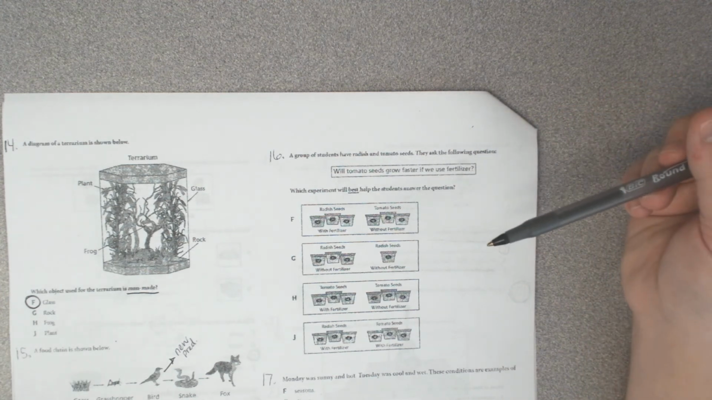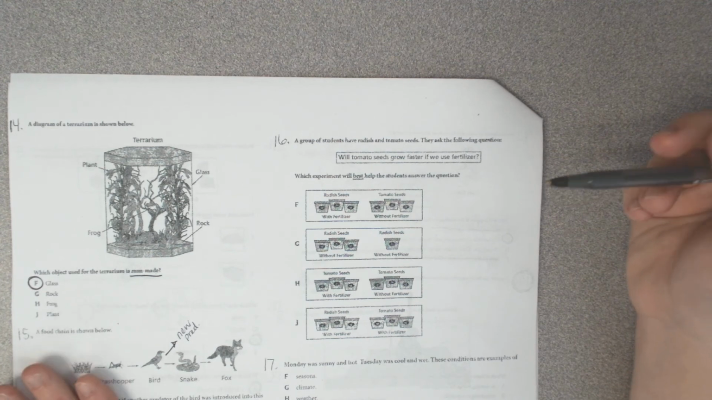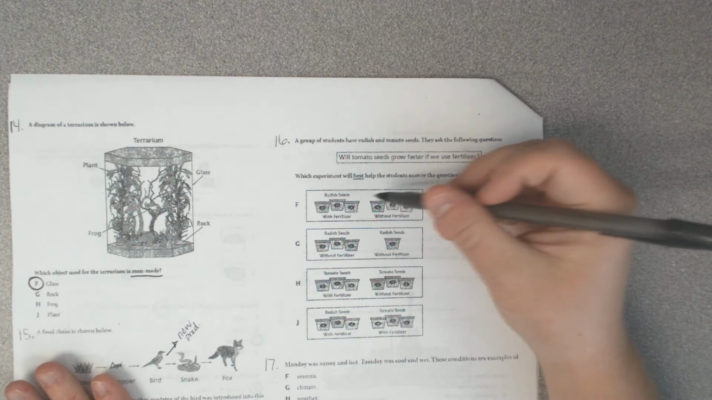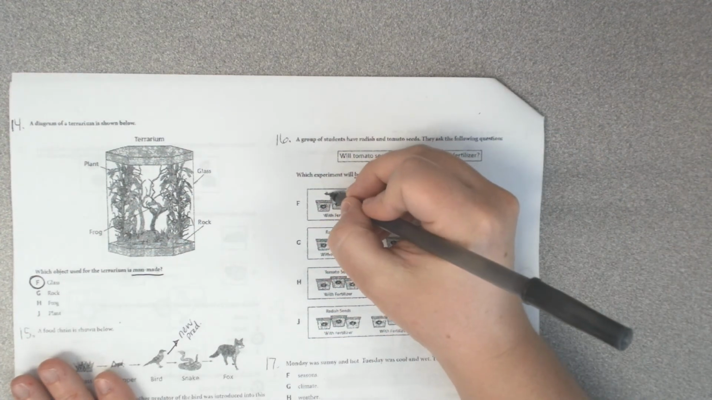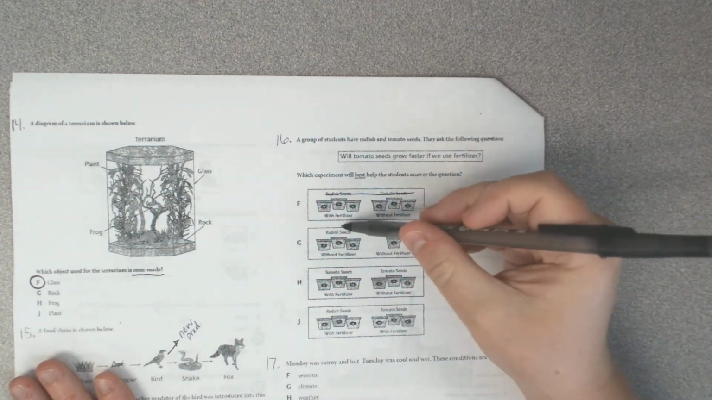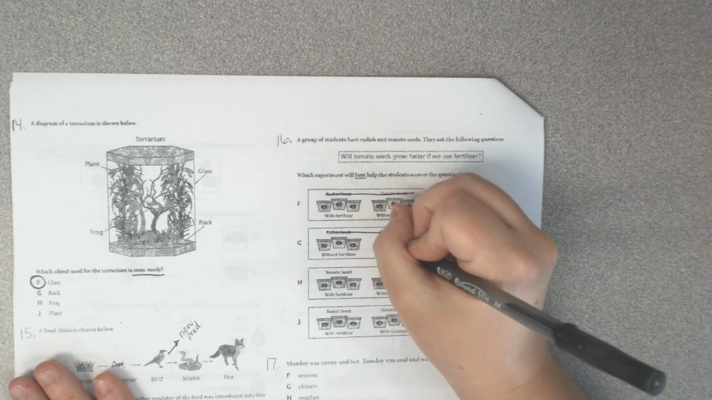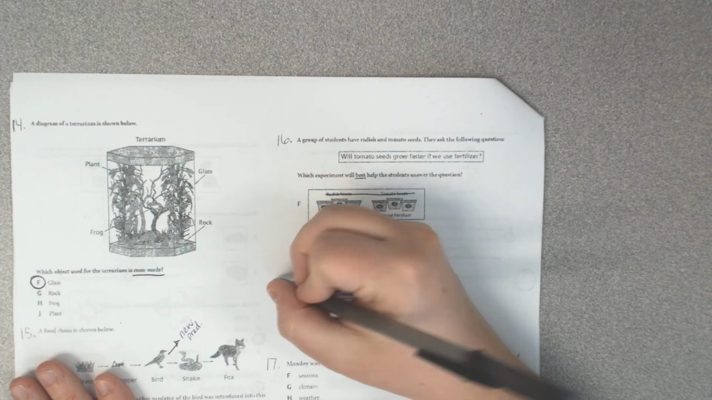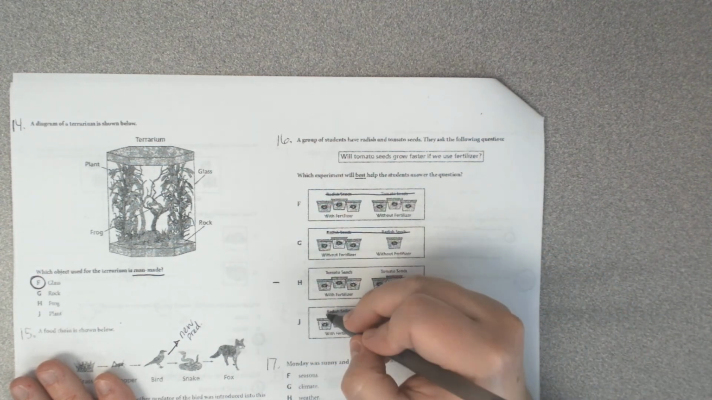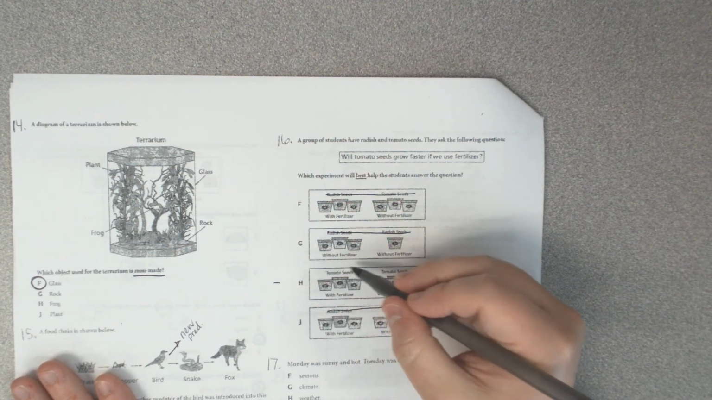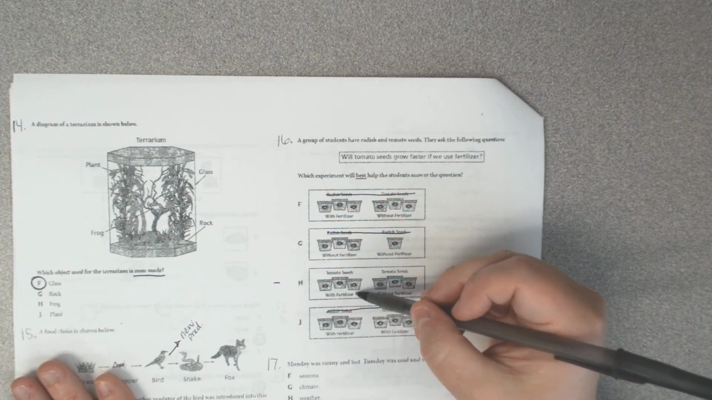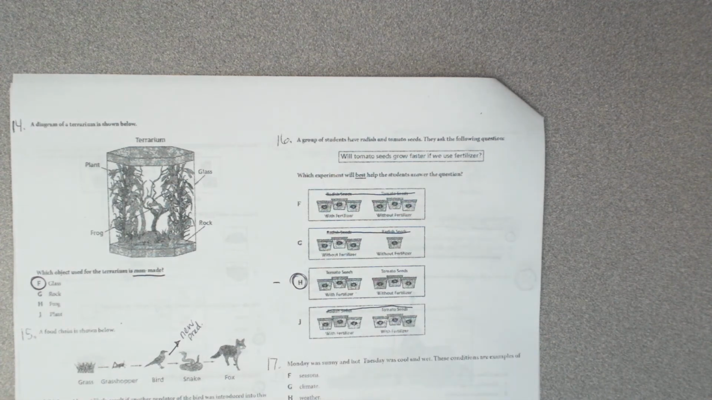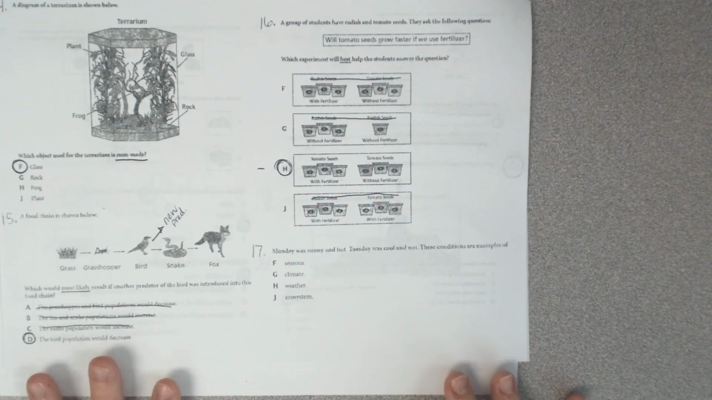So because they're not asking about radishes here, I need to look for one that only talks about tomato seeds. Radish and tomatoes, so it's definitely not F. Radish, radish, no. Tomato, tomato, that's a possibility. Radish, tomato, no. So both have tomato seeds with fertilizer and without. So H is our only option here. All right.